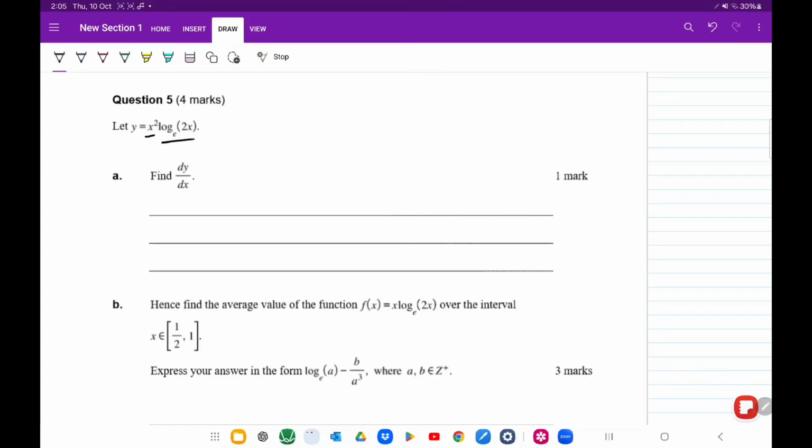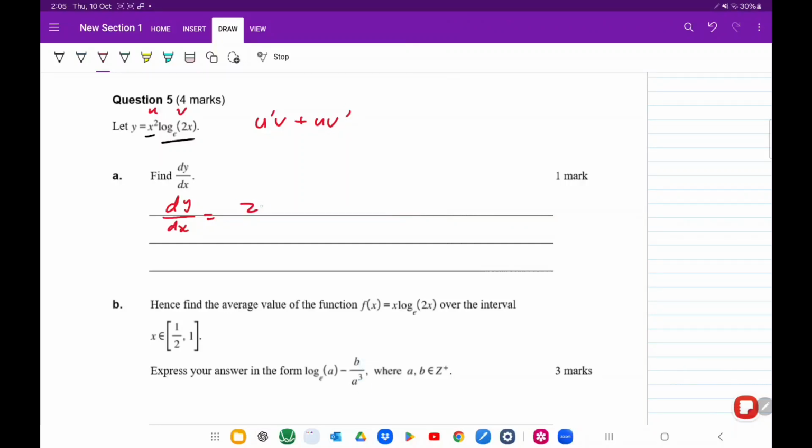This next one here is a product rule question because we've got two separate functions here that we're trying to multiply, and I'll find the derivative. So let's do that by using the product rule. dy dx is equal to, we're going to call this u and we're going to call this v, and we're going to go u dash v plus u v dash.